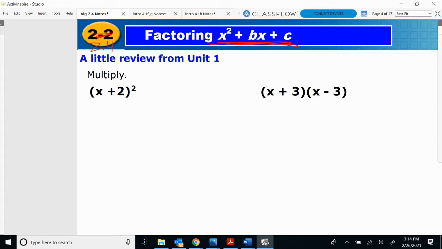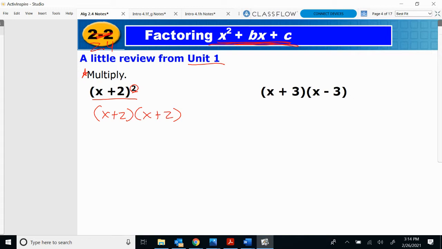But first I want to take a look at what we did in Unit 1, because I've been telling you guys Unit 2 is completely backwards. It's going in reverse of what we did in Unit 1. All right, so take a look at these two problems. Something we did in Unit 1 was a problem like this here. We got (x + 2) to the power of 2, and we multiplied that problem together. And because we got this power of 2 here, this is what it ended up looking like: (x + 2) times another (x + 2) like that.